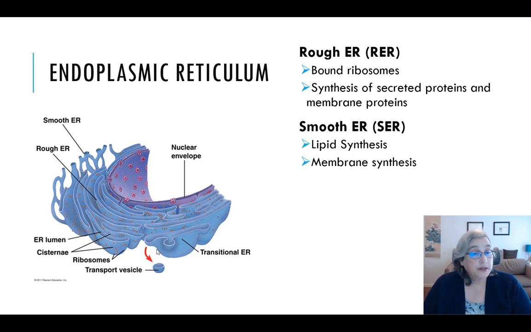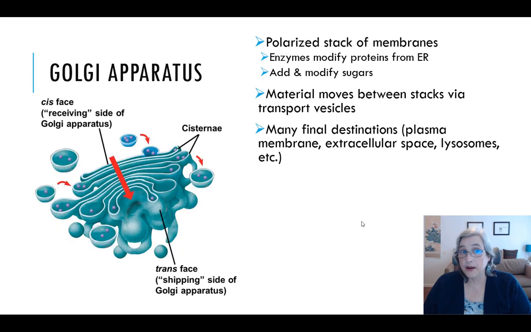I want to point out that material that is made by bound ribosomes is enclosed into transport vesicles. We're seeing a transport vesicle over here for transport to the next part of this endomembrane system. The next part of the endomembrane system is the Golgi apparatus.